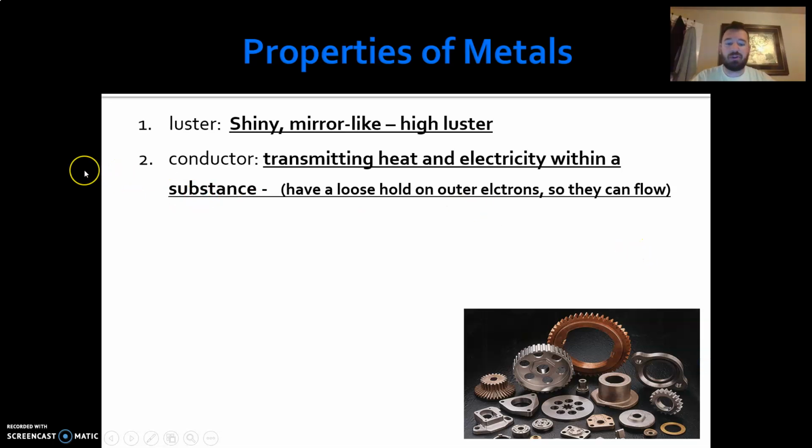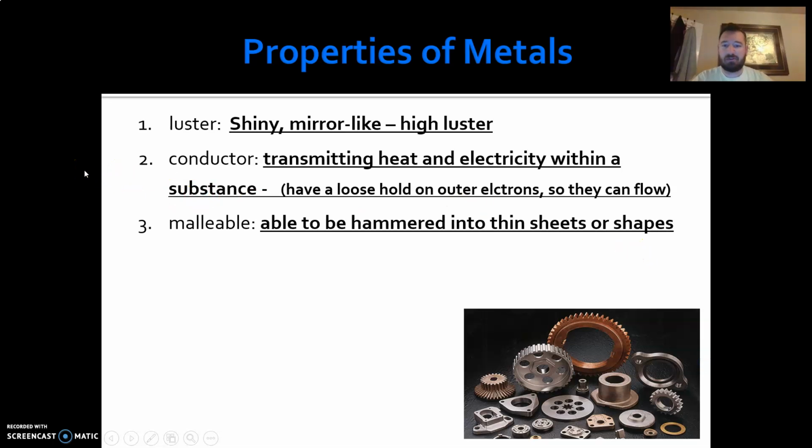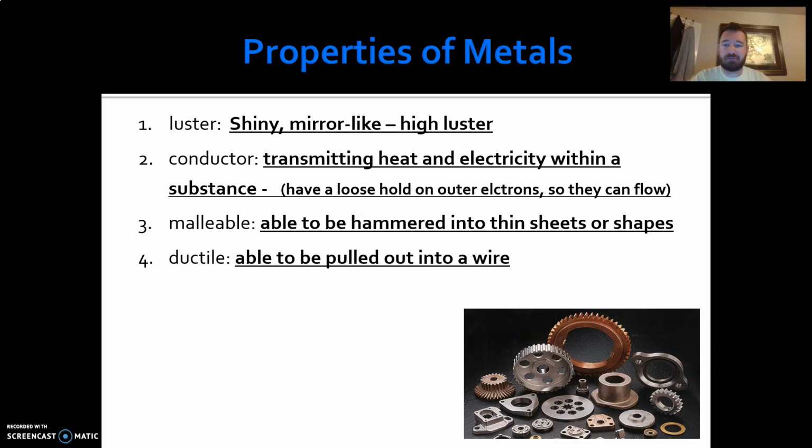Alright, continuing on with our properties of metals. Metals are malleable, and you should be familiar with this term from a couple sections ago. Malleable means that they're able to be hammered into thin sheets or shapes. We can hit it with a hammer, and it will take that shape. It will not break. So metals are malleable.